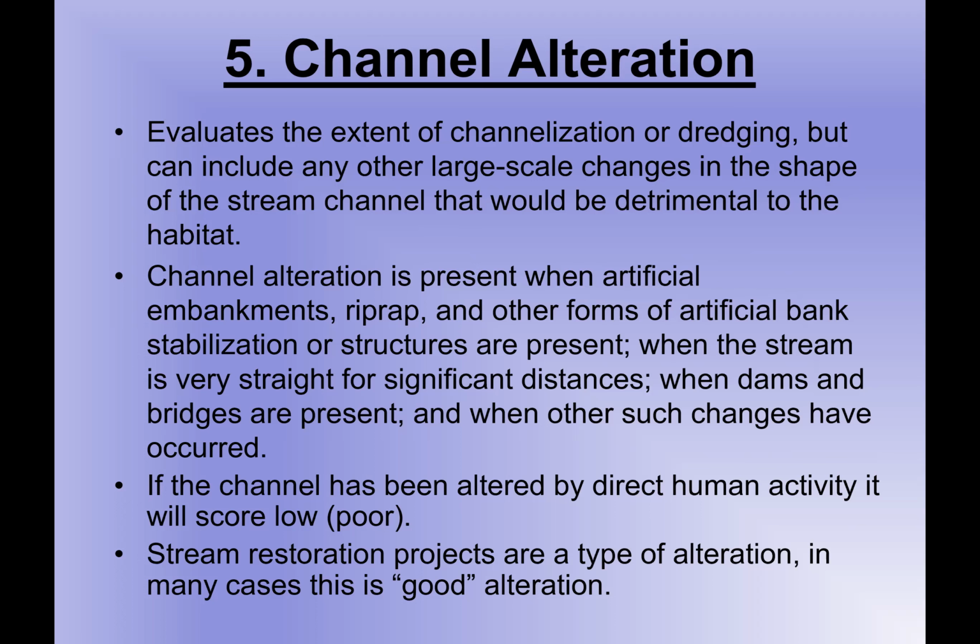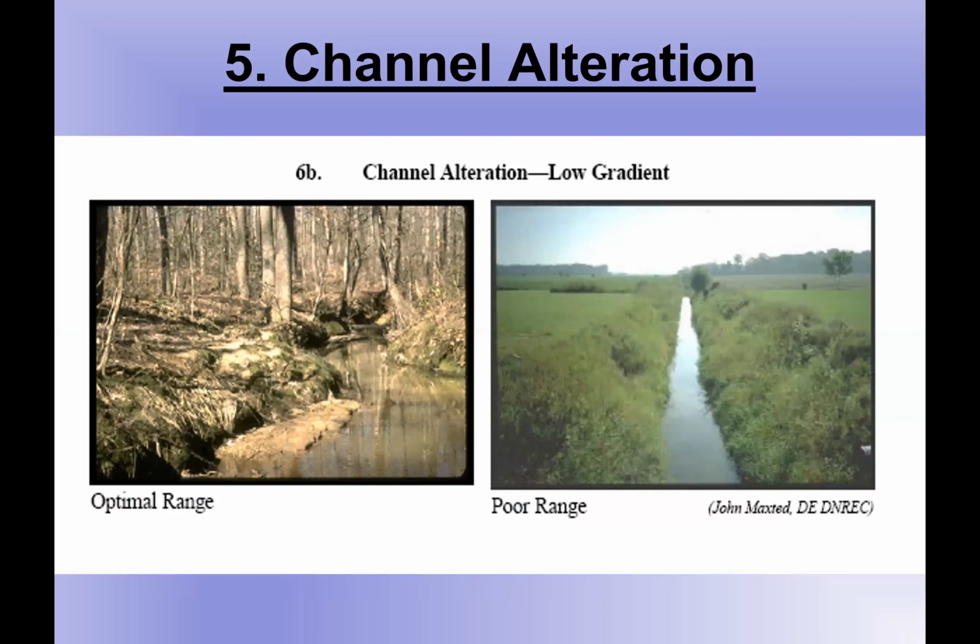Is it straight? Obviously, that's not good. Are there dams there? Are there bridges present? Those kinds of changes. If the channel has been altered by direct human activity, it will typically score low. Or are there good alterations, such as stream restoration or things like that?